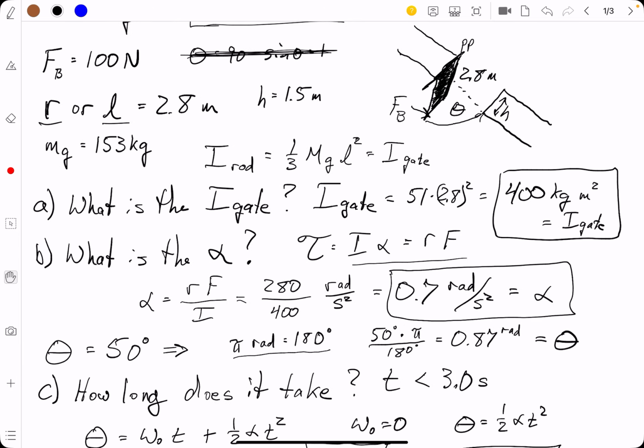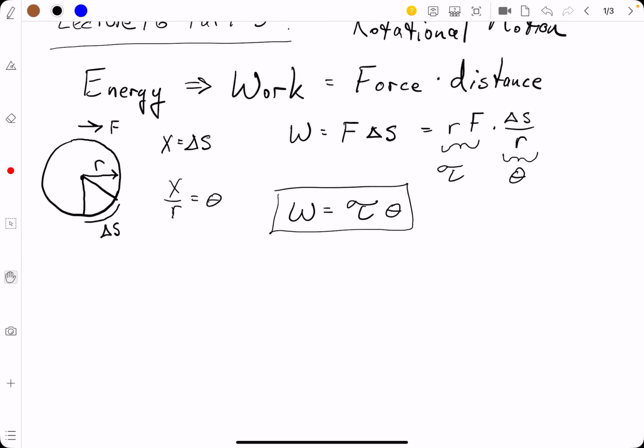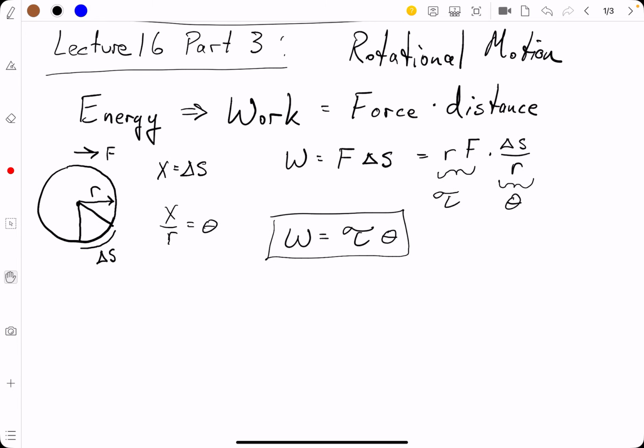So let's come back down here and keep this party started, keep this party rolling. So this is rotational work, okay? Rotational work. All right. Now we can do a couple of things.